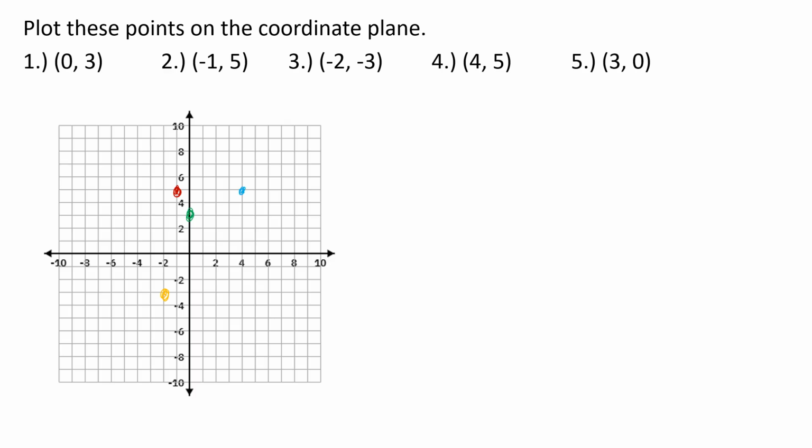And then the last one is 3, 0. So this means we're at 3 on the x-axis, but at 0 on the y. So we'll come over here to 3, and then we go not up and down at all because we're going to stay at 0 on the y-axis. So that would be here.